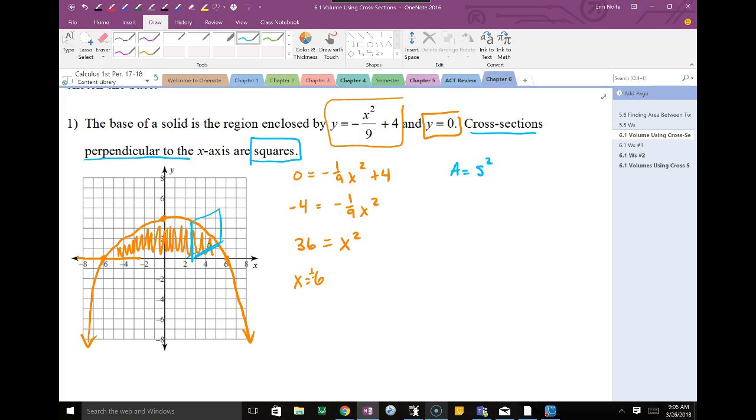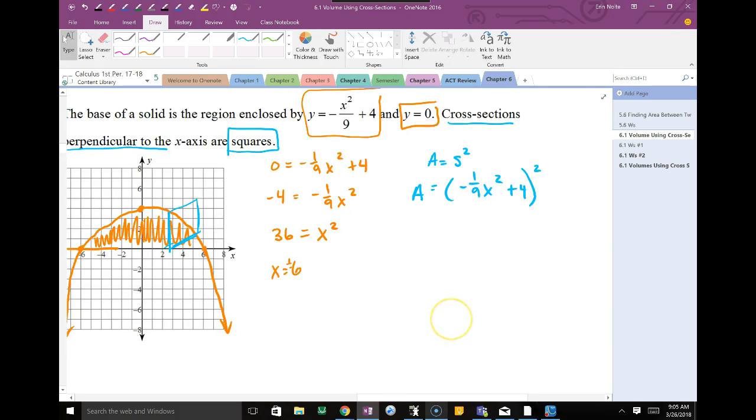Okay, so my base length of every single square is going to be negative 1/9 x squared plus 4. You see that? So all I did is say my side length, S, is the height of the parabola. Because this square isn't always going to be in one specific spot. It's an infinite number of different spots. So I need an equation because it's a moving thing. It's not set in stone. Wait, are they always going to be squares? Nope, not always squares. We'll do other examples.